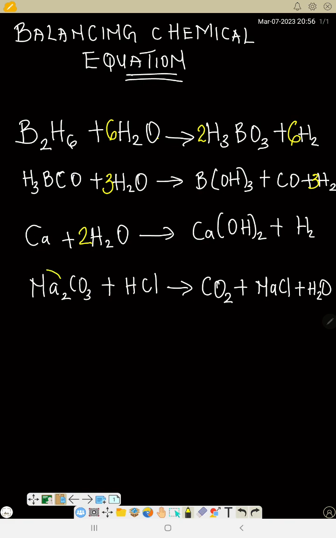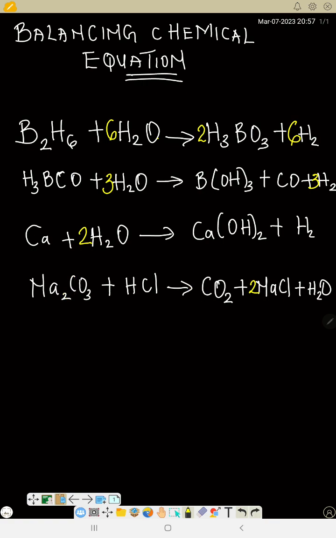How many sodium do you have here? 2. I have 2 sodium. How many sodium do you have here? 1. So how to balance it? You just put 2 at the back here. So sodium is now 2 here, and sodium is also 2 here. So I will not change the number again. Start with the highest atom. So sodium is balanced, followed by carbon. How many carbon here? 1. How many carbon here? 1.